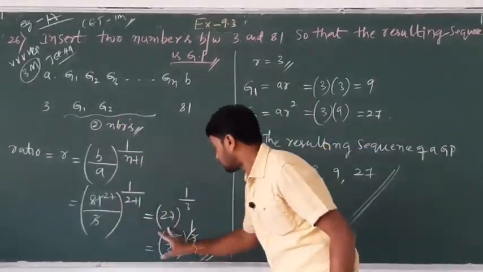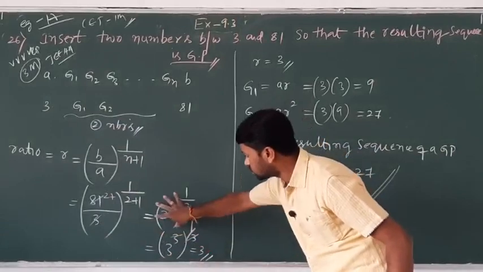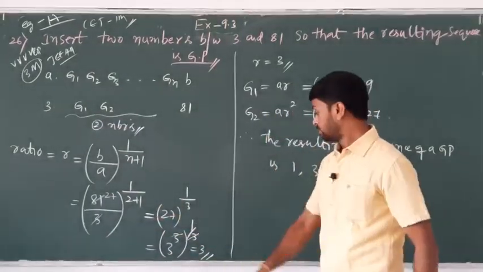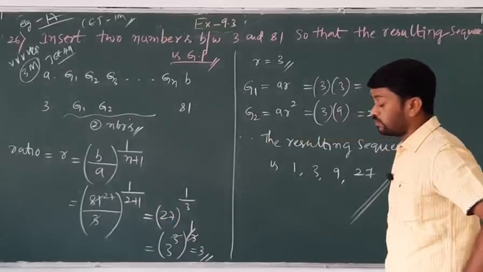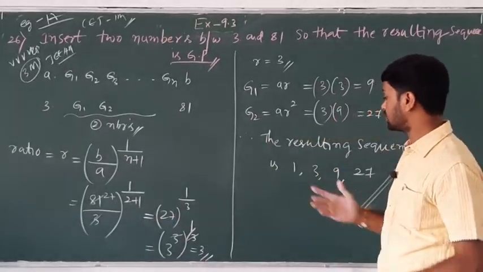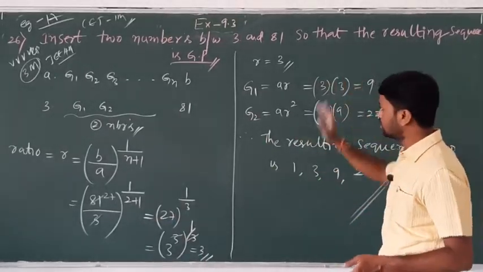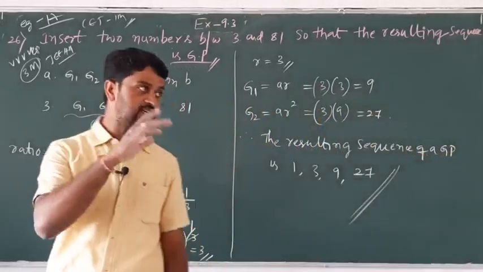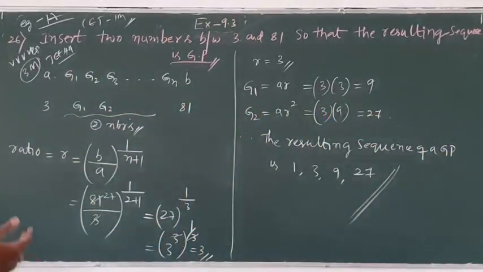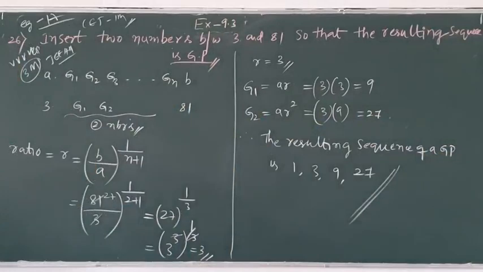3 1 ja 3, 27 ja, 27 whole power of 1 by 3. 27 can be written as 3 cube, so 3 cube whole power of 1 by 3, the 3 and 3 get cancelled. Therefore R is equal to 3. As our target is G1 and G2, 3 into 3 is 9 and 3 into 9 is 27.